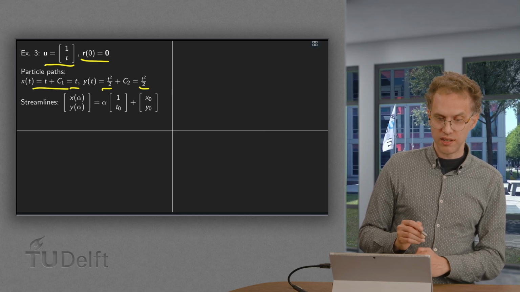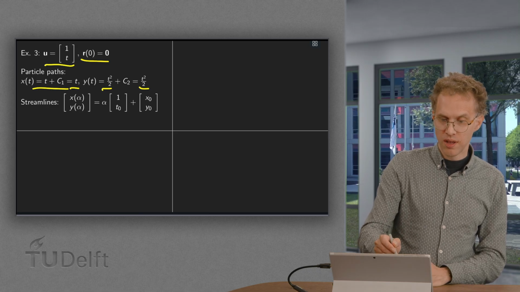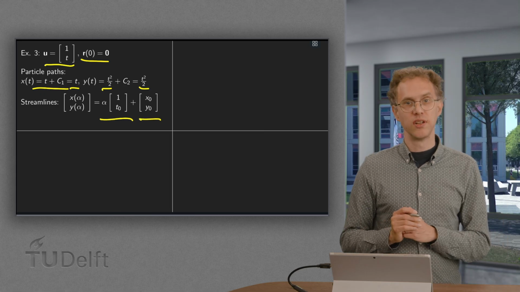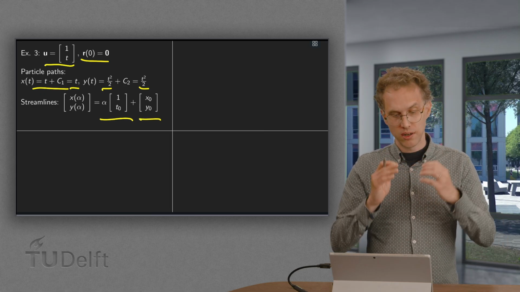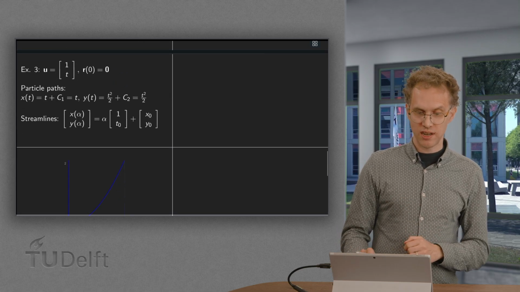Then we move to the streamlines. Then we have dx/d alpha equals 1 and dy/d alpha equals t naught, so you can integrate, and you have some starting point. So there we have our streamlines, obtained similarly as in the previous examples, which are now really different.